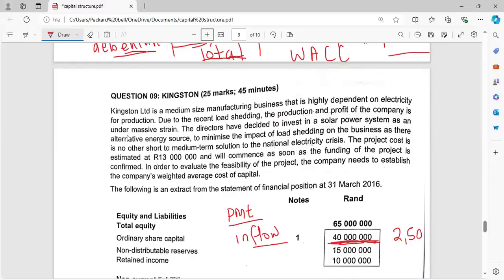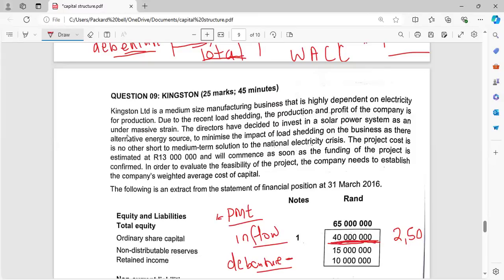For example, if you issue a debenture, let's say in this question you are the one who issued the debenture, then you can't call that PMT an outflow because you are going to receive the money from the person that is going to pay. So that will be an inflow.